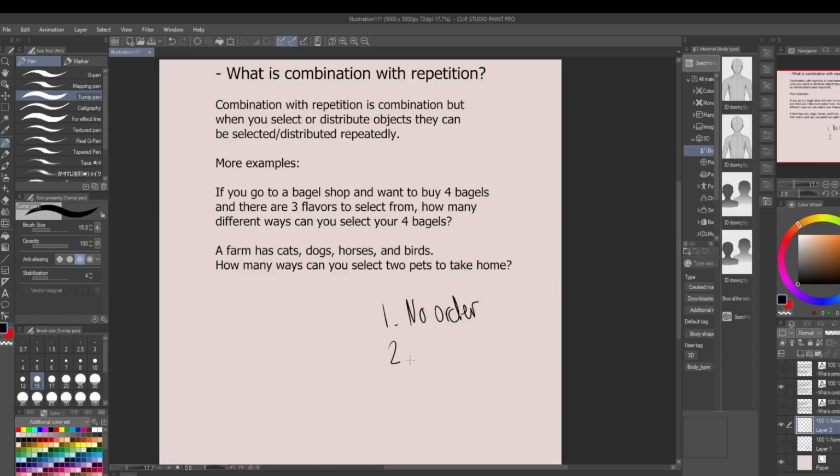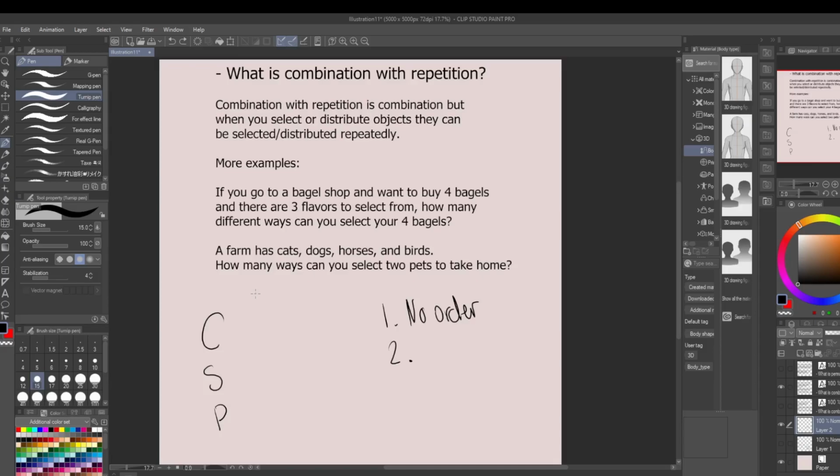And to identify that this is repetition, since we have 3 flavors, let's say a chocolate bagel, a strawberry bagel, and a plain bagel, I can select 2 chocolate bagels and a strawberry bagel and a plain bagel, which means that I can repeat the chocolate bagels, or I can just buy 4 chocolate bagels, which means that we can repeat the objects that can be selected.